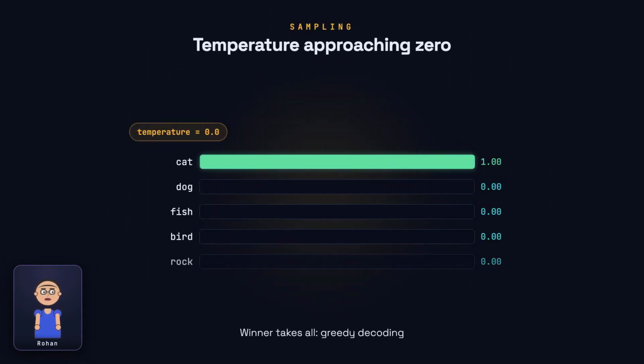Keep turning the dimmer down toward 0. The gaps stretch toward infinity, so softmax collapses onto a single spike. The top token gets all the probability, everything else gets none. That's just picking the argmax every step, which we call greedy decoding. Temperature 0 is not a special case, it is the natural limit of this same division.